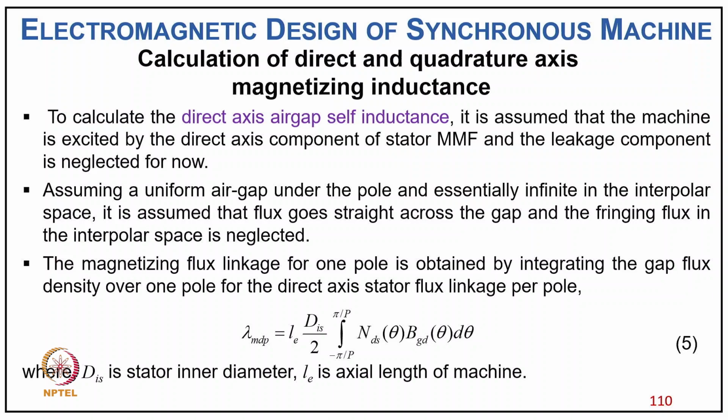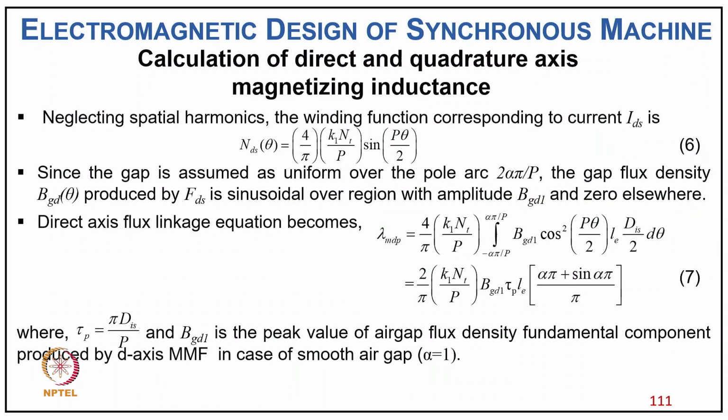Assuming a uniform air gap under the pole and essentially infinite in the interpolar space, assume that the flux goes straight across the gap and flux in the interpolar space is neglected. The magnetizing flux linkage of one pole is obtained by integrating the gap flux density over one pole in the direct axis. Stator flux linkage per pole, λmdp, equals L Dis/2 times the integration from −π/P to +π/P of Bgd(θ) times dθ, where Dis is the stator inner diameter and L is the axial length of the machine.